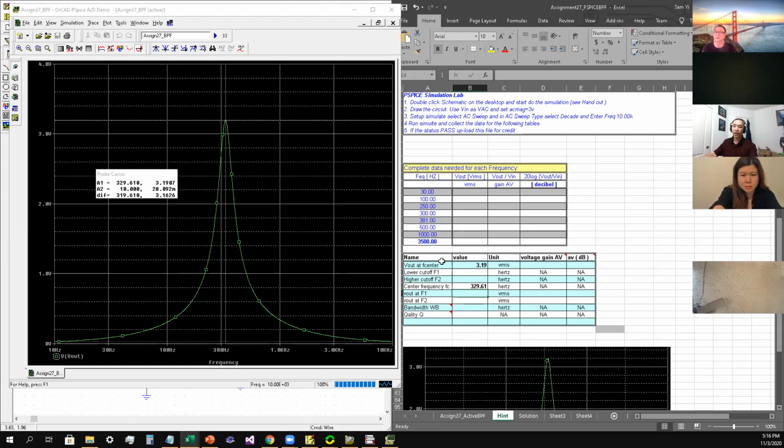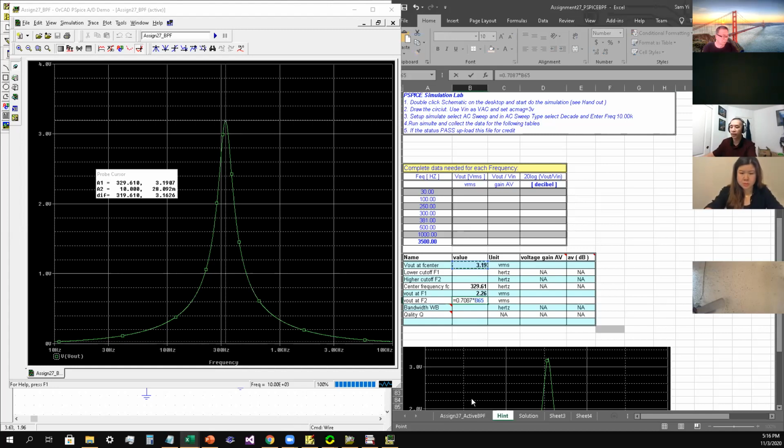After that, you just go ahead and collect all your data. So let's see, the cutoff frequency F1 would be equal to 0.707 times the max voltage, which is at the center frequency, this one right here. So that gave us, and we had to look at the voltage at 2.26. F2 would also be equal to that, so 0.707 times that value.